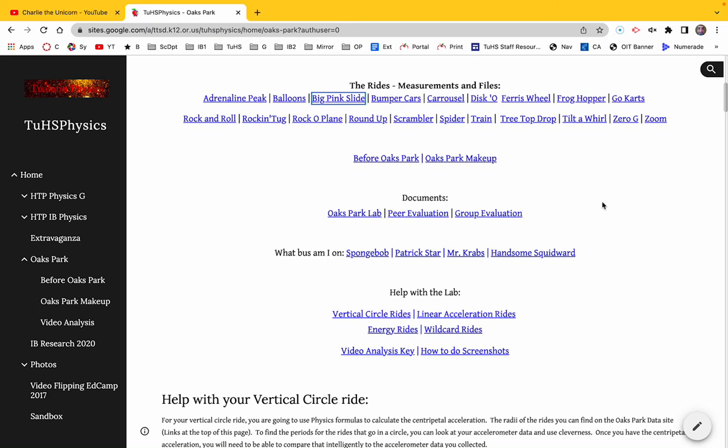Let's take a look at the big pink slide here. There's a couple things we can do. At the bottom of the big pink slide, there's some nice deceleration. So we could figure out the deceleration, therefore figure out the coefficient of friction. And then, with the coefficient of friction, we could estimate how much energy we'd lose. But anyway, let's not get ahead of ourselves.